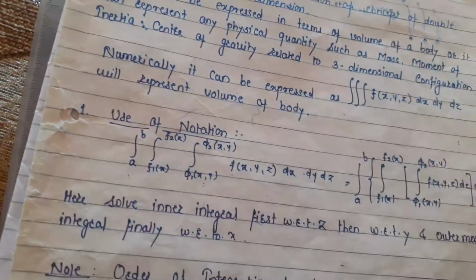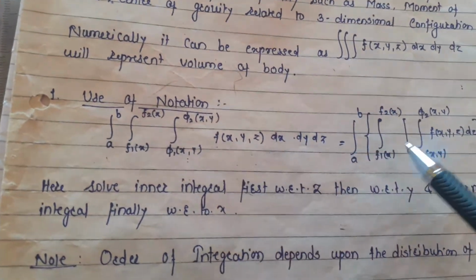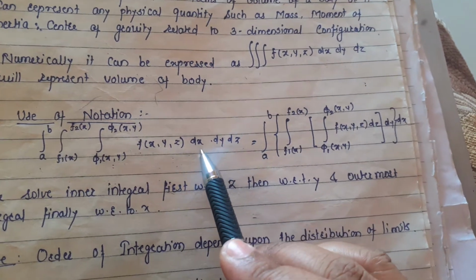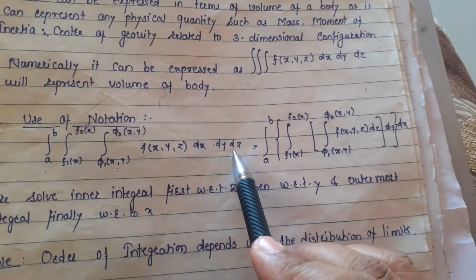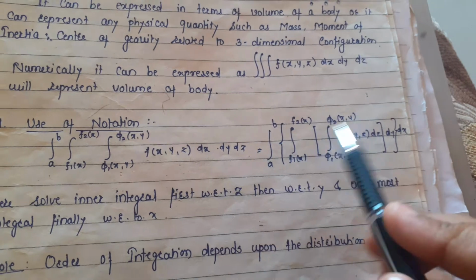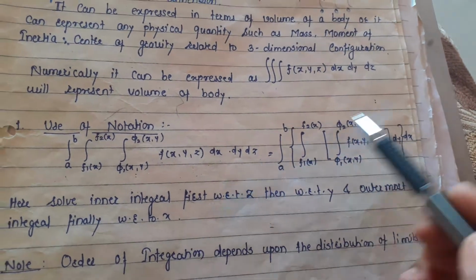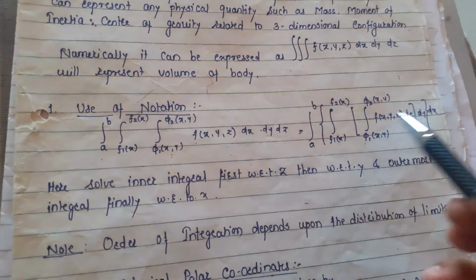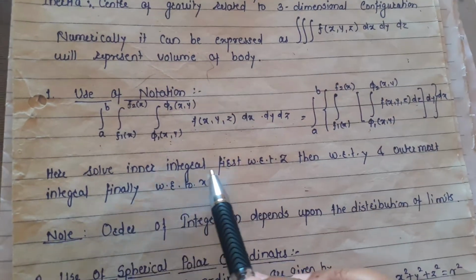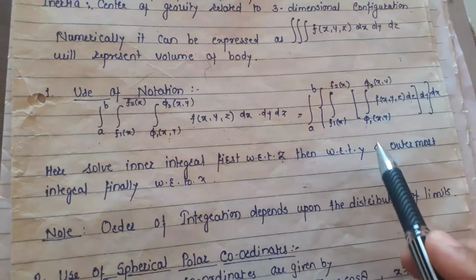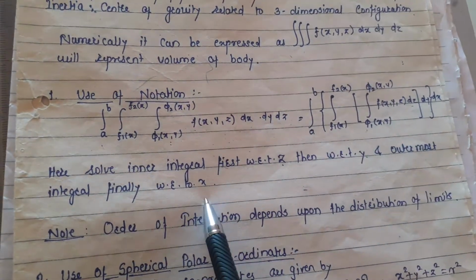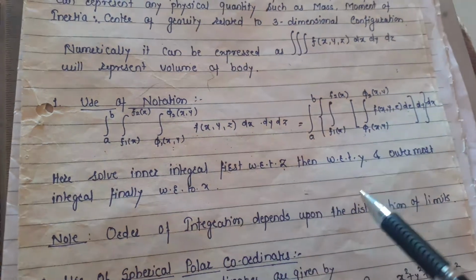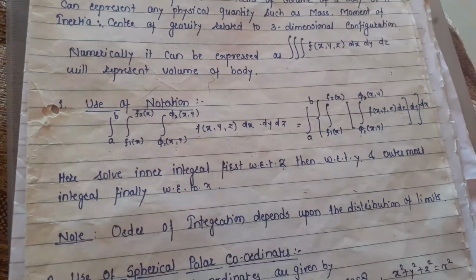According to the function we can interchange the differentials, that is dx dy dz. That means here dx is given, but we may have to integrate dz first, then dy, then dx. As it is multiplication, associativity is applicable here. Here solve the inner integral first with respect to z, then with respect to y, and outermost finally with respect to x. This is according to the given function; I am not saying that it must be first z then y and x. The sequence may be changed here.